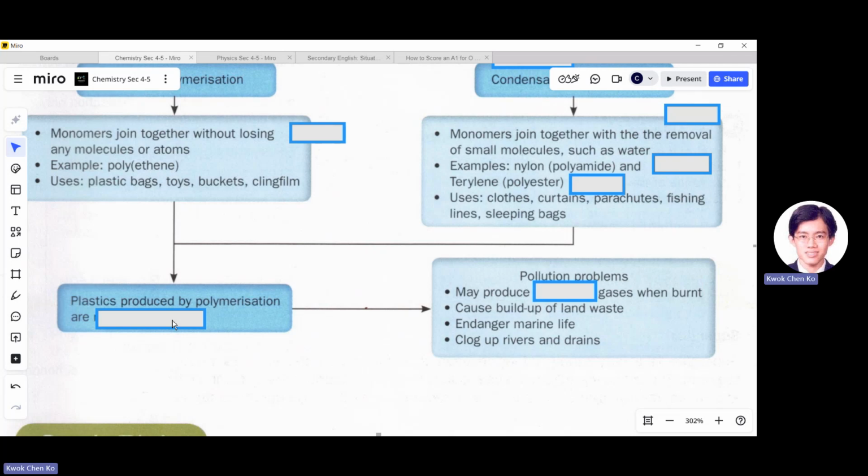Come, Dylan, next blank. On biodegradation. Okay. Once in a while, it can come out. Just take note, in general, plastics are non-biodegradable, even though there are biodegradable ones nowadays, but most of them are still not biodegradable. And as a result, they cause pollution problems, and they may produce, this one I'll tell you, poisonous or toxic gases even.